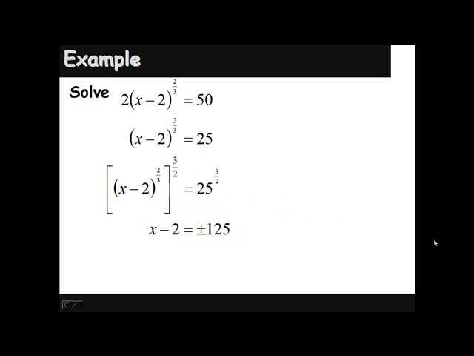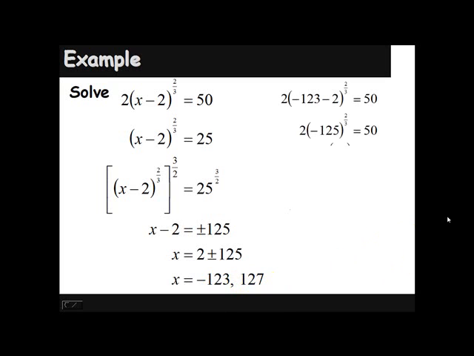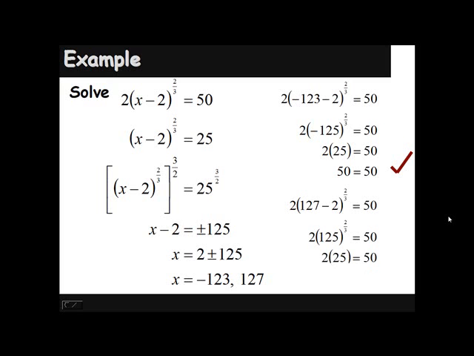Now let's go ahead and solve for x. We'll add 2 to both sides. So x either equals 2 plus 125, which is 127, or 2 minus 125, which is negative 123. We need to check both answers independently. So put in the negative 123. Notice we get 50 equals 50, so that answer checks. And then check the 127. And again, we get 50 equals 50, so that answer checks. Both answers are good. So this equation actually has 2 solutions.